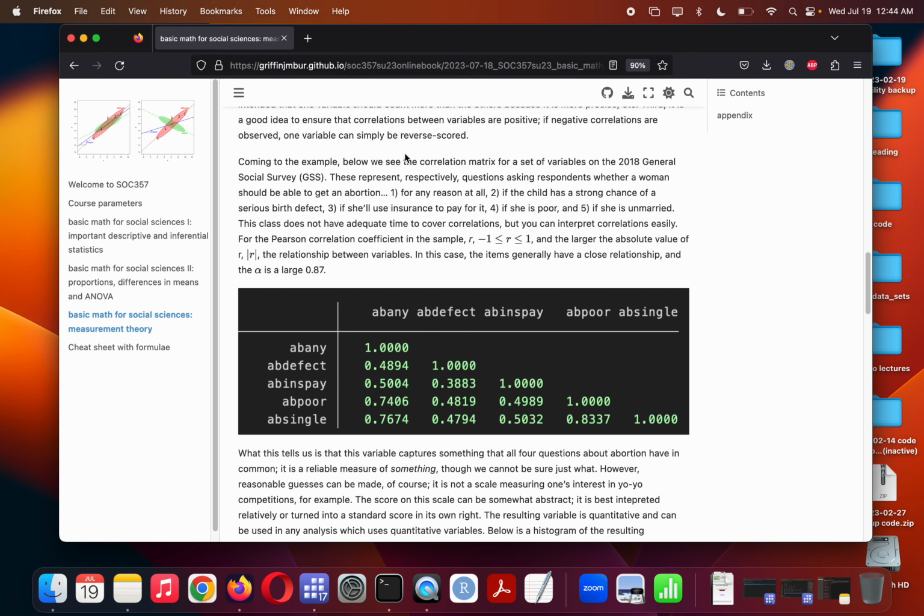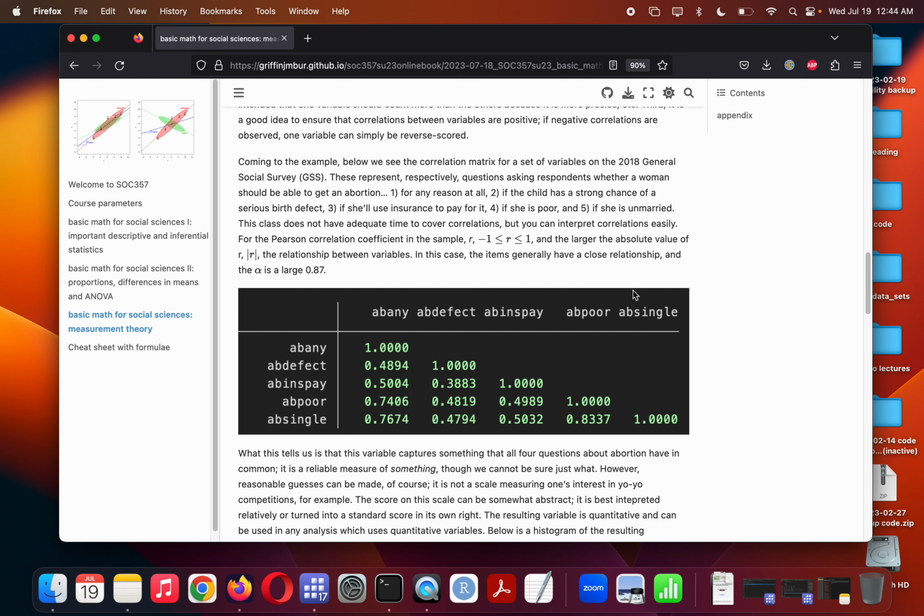Below I'm showing you the correlation matrix for a set of variables about abortion in the General Social Survey. And these variables, ab any, ab defect, ab ins pay, ab poor, ab single, represent questions asking the respondent for a binary outcome opinion on whether or not a woman should be able to get an abortion for any reason at all, ab any, if the child has a strong chance of a defect, ab defect, if she'll use insurance to pay for it, ab ins pay, if she's poor, ab poor, and if she is unmarried, ab single.